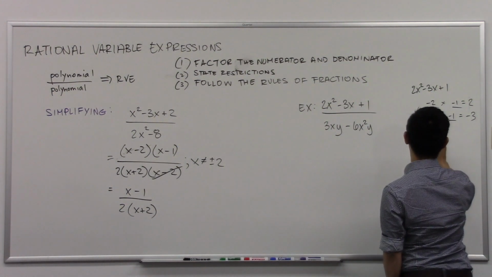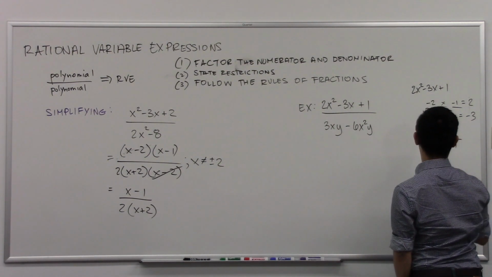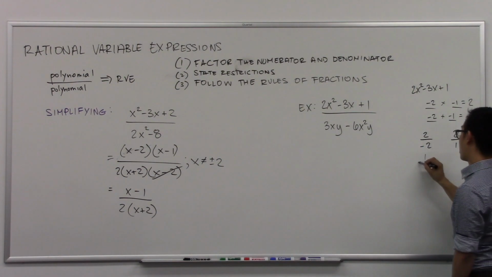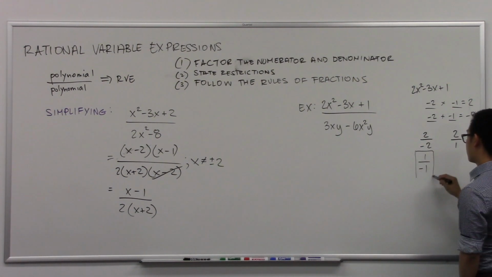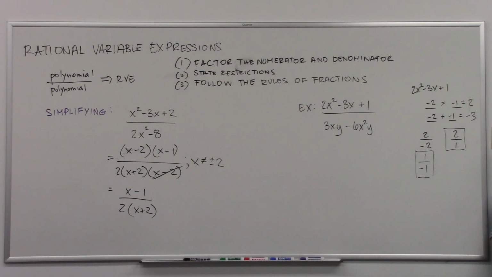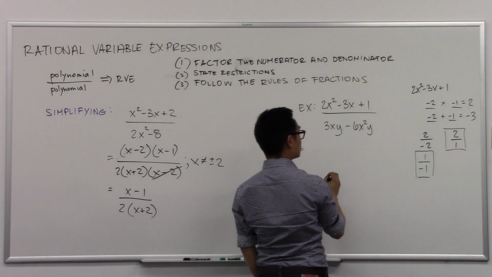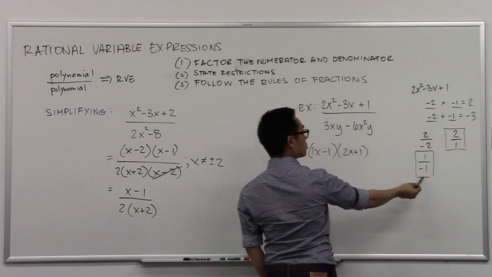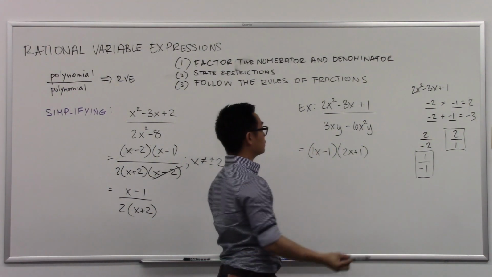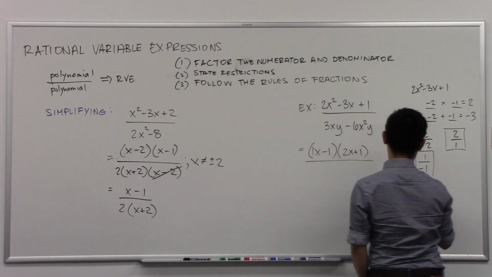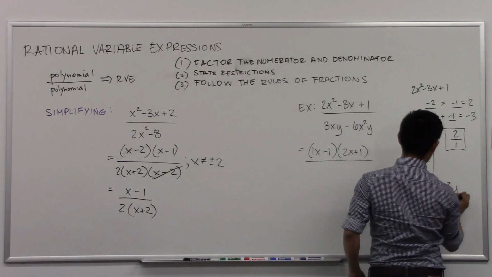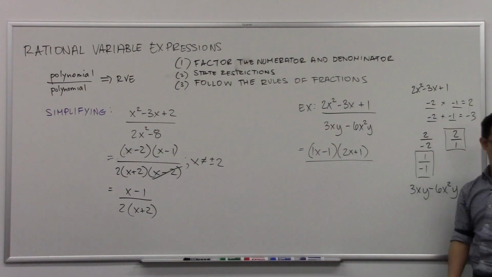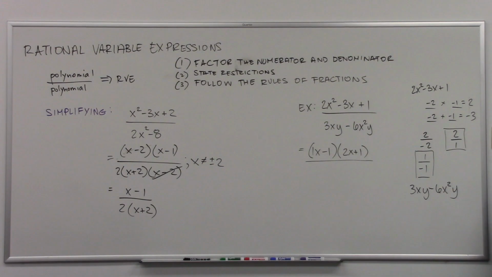Using the ratio method, we write 2, the leading coefficient, over top. And we reduce if we can. So this reduces to 1 over -1. So this and this, those are our ratios. The numerator factors to 1x minus 1, 2x plus 1. The denominator is 3xy minus 6x squared y. We'll factor off to the side and write the answer in. Okay. What are you going to do here?